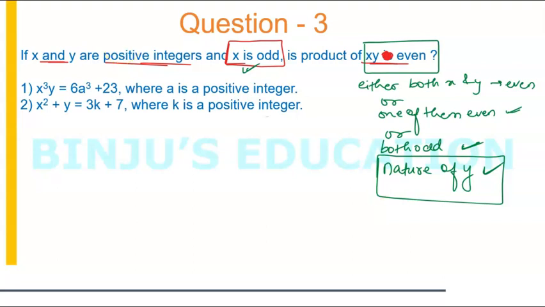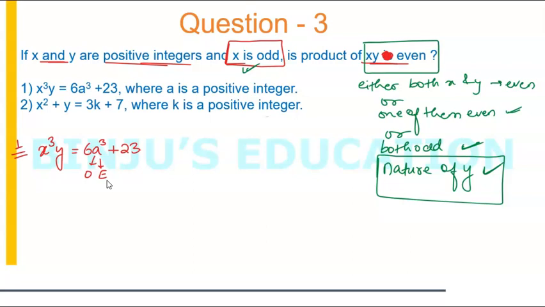Let's try that. First statement says that x cube y is equal to 6a cube plus 23. And it's given to me that a is a positive integer. Now a can have two possibilities. A can be odd, a can be even. But would it actually matter? As far as the nature is concerned, would it actually matter?